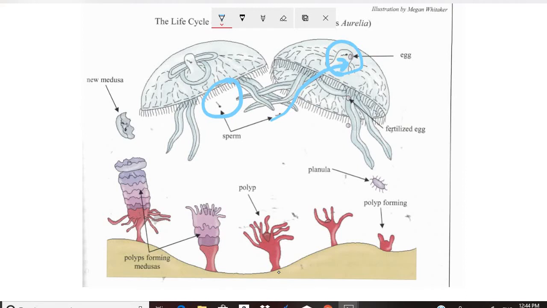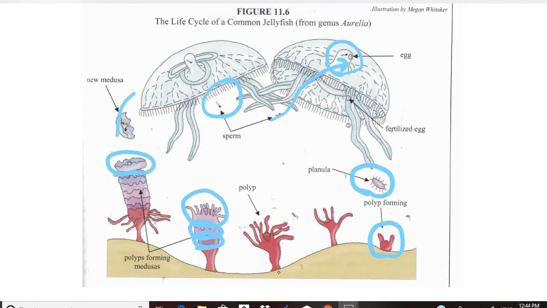Then the fertilized egg is held on the tentacles of the female until it grows, and then it will eventually be released as a form that is called a planula. And that planula will then form a polyp. And then that polyp will grow and develop. And you can see that as that polyp grows, then it begins to form these medusas. Okay, they're more disc-shaped structures. And then eventually these medusas will break off, and the tentacles will grow, and you have what we call a jellyfish, which is really just the medusa form. So a jellyfish goes through both the polyp form and the medusa form.